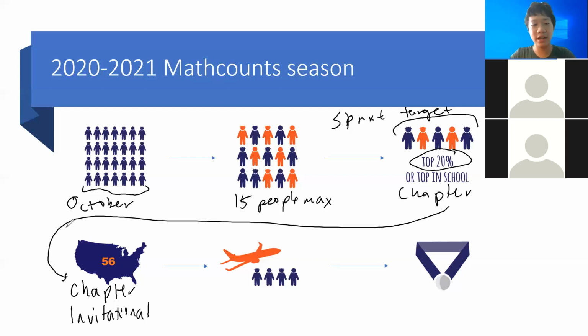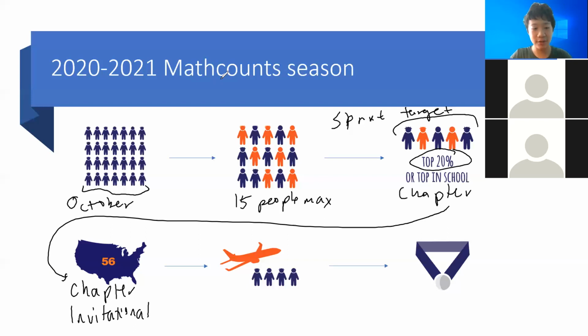So what the chapter invitational is, it's a new thing added specifically for this year because they need more competition rounds to narrow people down. On a normal competition round, like in person, they're going to go straight from chapter to state. But this year, they're going to have to go to chapter invitational first.